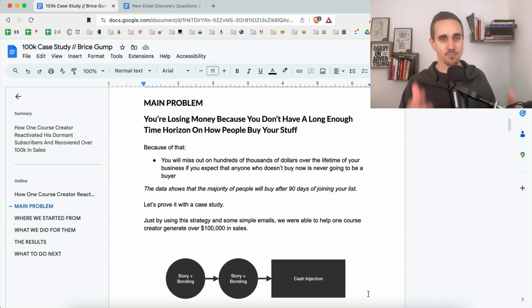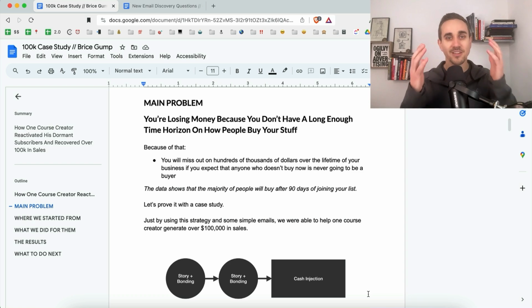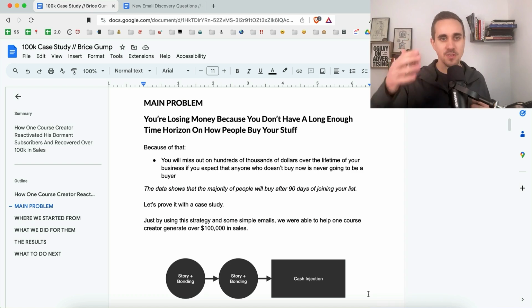So here's the main problem for most companies. You are probably losing money because you don't have a long enough time horizon on how people buy. And so, because of that, you will miss out on hundreds of thousands of dollars in revenue over the lifetime of your business because you expect that most people who don't buy right away are not going to become buyers.